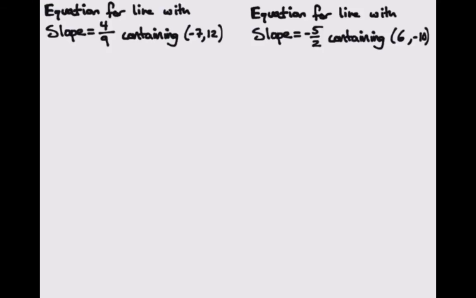All right, now it's time to do some practice. And what I'd like you to do is to pause the video and please try to find these 2 equations. One for the line with a slope of 4/9 containing the point (-7, 12), and one for the line with a slope of -5/2 containing the point (6, -10). And when you're finished, please pause the video and we'll reconvene to see how it went.